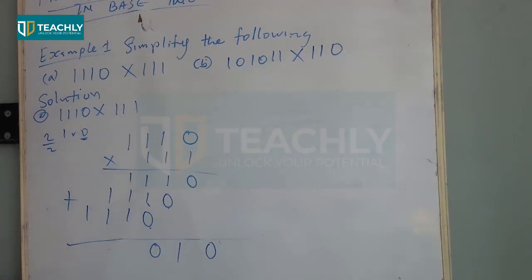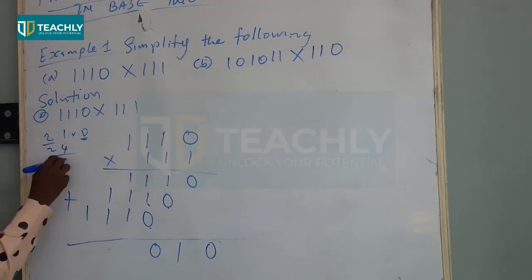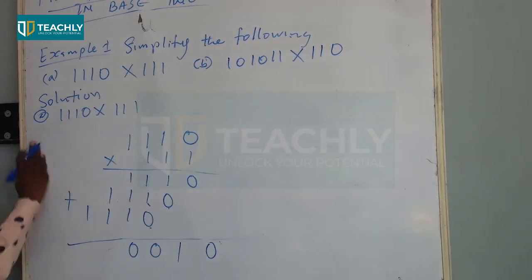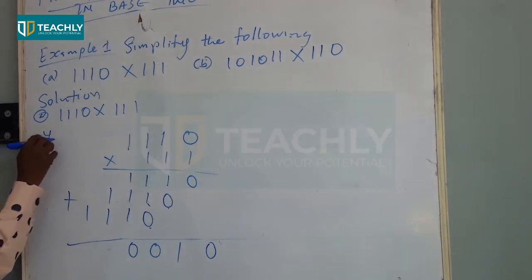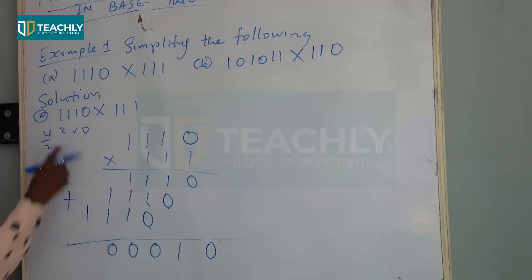If you carry your 1 here, what do you get? You get 4. So if you get 4, you are going to use 2 to divide. How many 2 will you find in 4? I'm going to get 2, remainder 0. So we write remainder 0. You carry that 2, you bring it here. You turn to 4 again. You are still going to divide. 4 divided by 2, you have what? 2 remainder 0. So you are going to write your remainder 0. Carry these 2, bring it here.